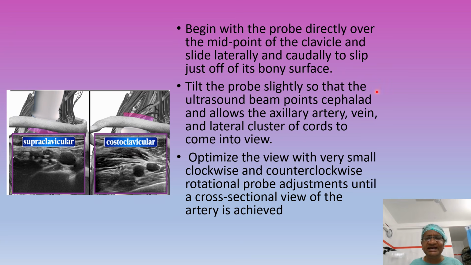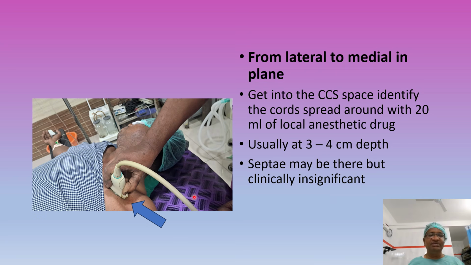Tilt the probe slightly so that the ultrasound beam points cephalad, which allows the axillary artery, vein, and the cluster of cords. Slightly rotate. Yes, we can see a cross-sectional view of the artery. Most important, the artery should not be flat. Full cross-section of the artery. If that is seen, then we are okay. From lateral to medial in plane, get it in the space, identify the cords and give 20 ml. Usually the depth is 3 to 4 centimeters.